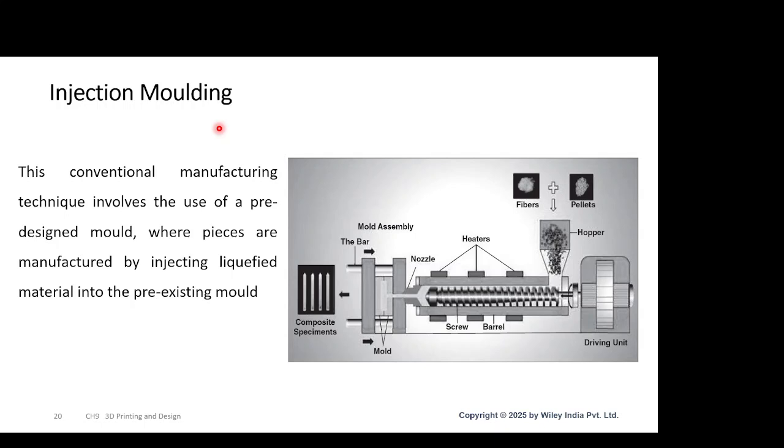Now injection molding, as the name specifies, here we have molds, and in those molds we put the material to create. This conventional manufacturing technique involves the use of pre-designed molds where pieces are manufactured by injecting liquefied material into pre-existing molds. So here we see these are the molds, and in the molds we place the material. So from the nozzle we get the material and it is heated, whatever it is, fibers or pellets, and then the driving unit is shown and the object is created.